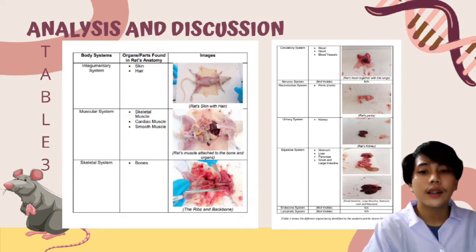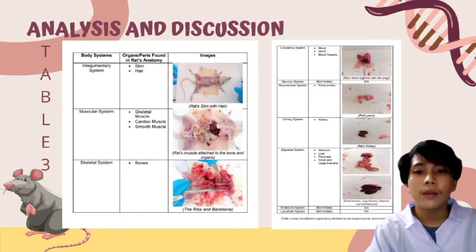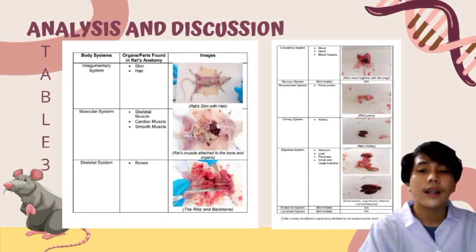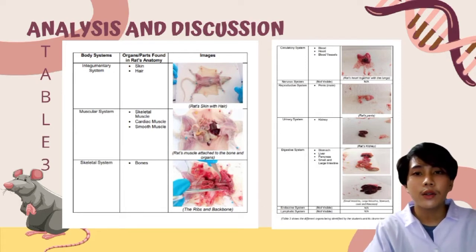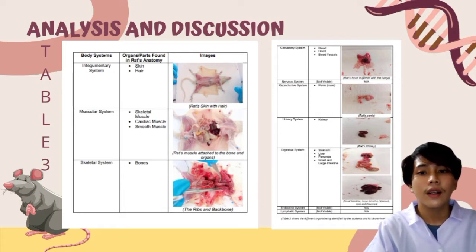The students saw the skin and hair of the rat belonging to the integumentary system. The muscular system can also be seen in the rat's anatomy, such as the skeletal muscle attached to the rat bone, cardiac muscle that forms the heart, and smooth muscles found in the hollow or internal organs such as the liver, pancreas, and the intestine. Students also observed some of the bones that make up the skeletal system in the rat body, such as the backbone, rib cage, femur, tibia in the legs, radius, humerus in the arms, skull, and nasal bone.